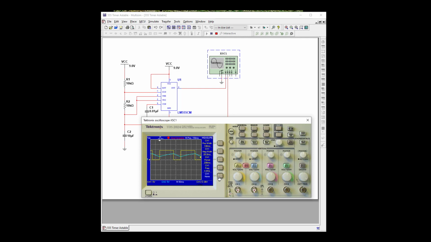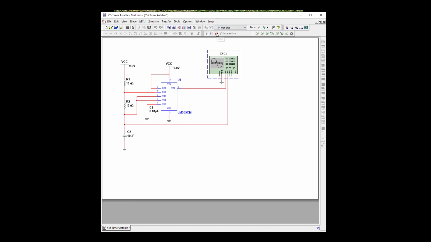Good. So what we have here is 138 milliseconds high, 69.6 low. Our period would be a combination of these two added, 208, and our frequency would be 4.8 hertz. So this looks good. If we need to change, we need to turn off our simulation, and we could change these 3 values here in order to match the lab. Good.